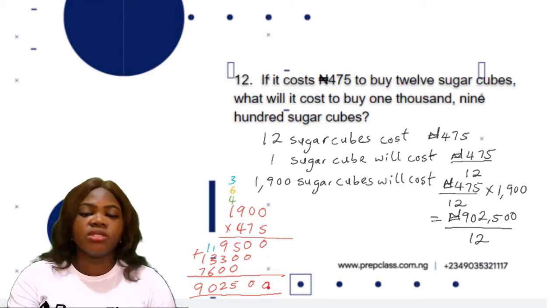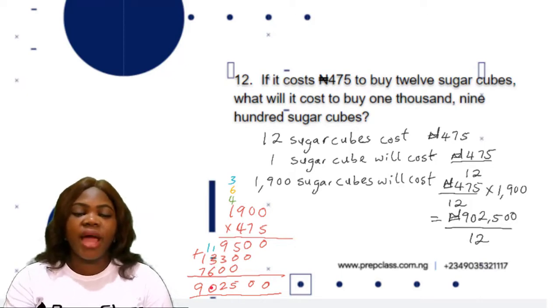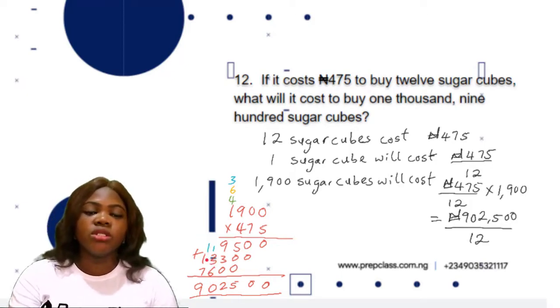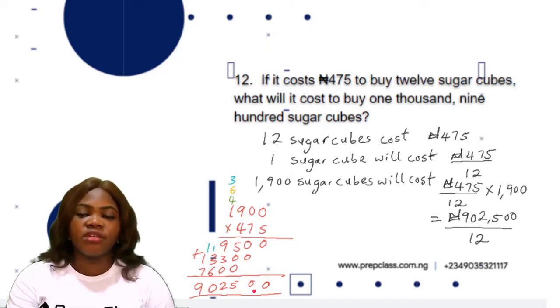0 plus nothing is 0. 0 plus 0 is 0. 5 plus 0 plus 0 is 5. 9 plus 3 is 12. 12 plus 0 is 12. So write 2, carry 1. 1 plus 3 is 4. 4 plus 6 is 10. So write 0, carry 1. 1 plus 1 is 2. 2 plus 7 is 9. So now we have 902,500. Okay, so we have 902,500 naira divided by 12.